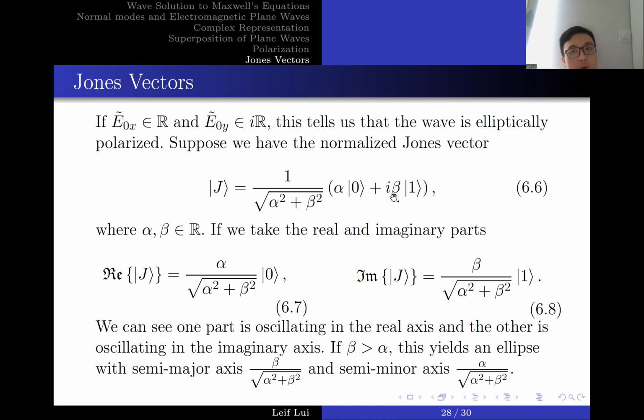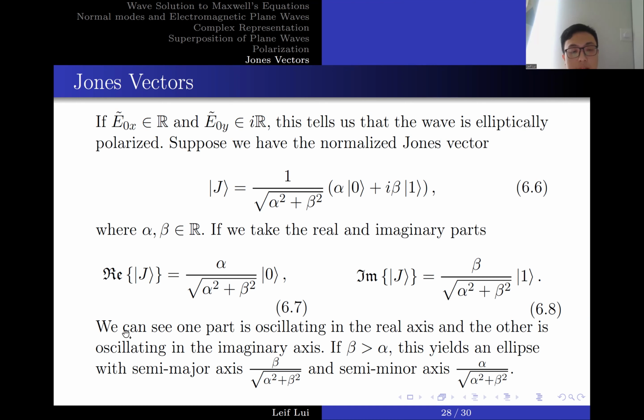The way that we normalize it with complex numbers is instead of just taking the square, because if you take the square of this, you get negative beta squared. And if beta is greater than alpha, then you get an imaginary length, which is not physical. So what we do is we multiply by the complex conjugate. It's the same as taking inner products in quantum mechanics. So let alpha and beta be real. Let us take the real and imaginary parts, right?